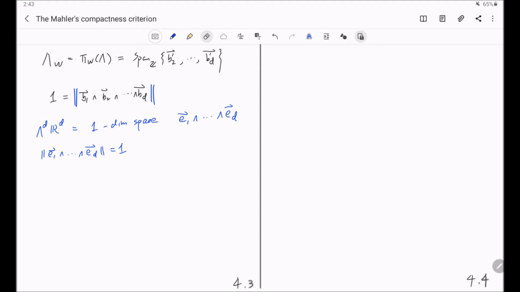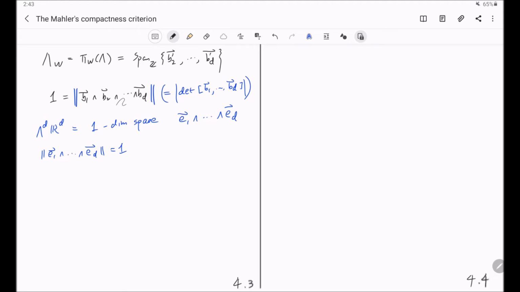And as a result, when you take the norm of the wedge product of B1 through BD, you just get the determinant. This will be just the determinant of the matrix formed by B1 through BD as column vectors. The absolute value of this determinant, by our definition of unimodular lattice, is equal to 1.